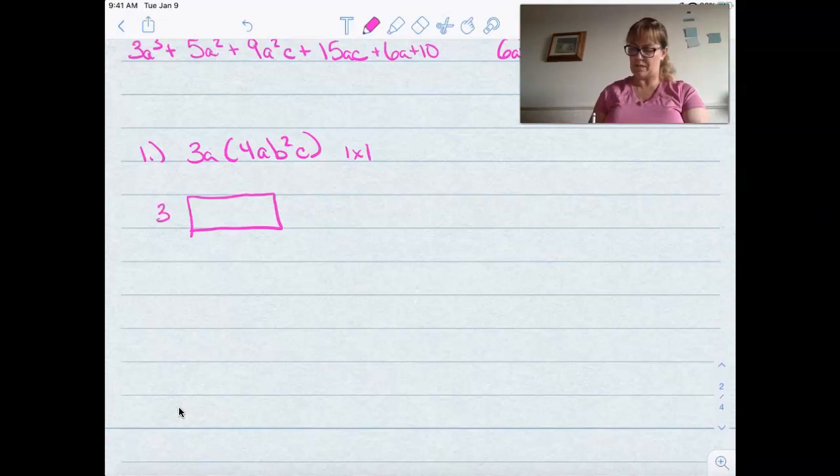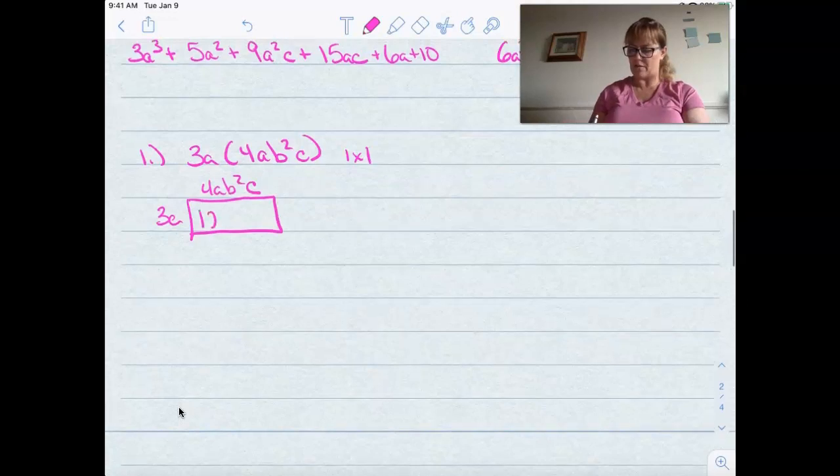So we've got 3a times 4ab squared c. Multiply it out. 3 times 4 is 12. A times a is a squared. B squared and c just come down because there's nothing in the other one. That's how I got the answer.